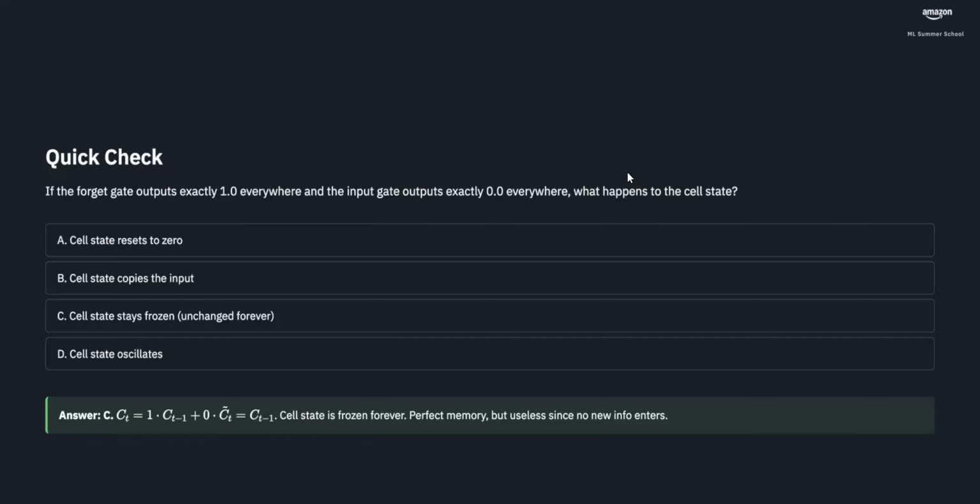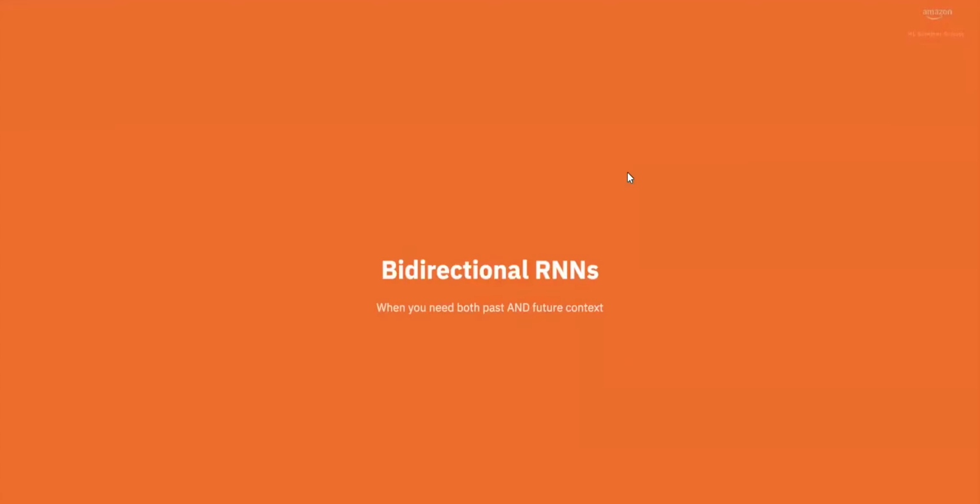Now let's say you need something where both past and future context is needed. This is where bidirectional RNNs come into the picture. They help you when you need both past and future context. So you'd ask me, what is the problem with a single directional RNN and why do we actually need a bidirectional RNN? I'd like to give you a concrete example.